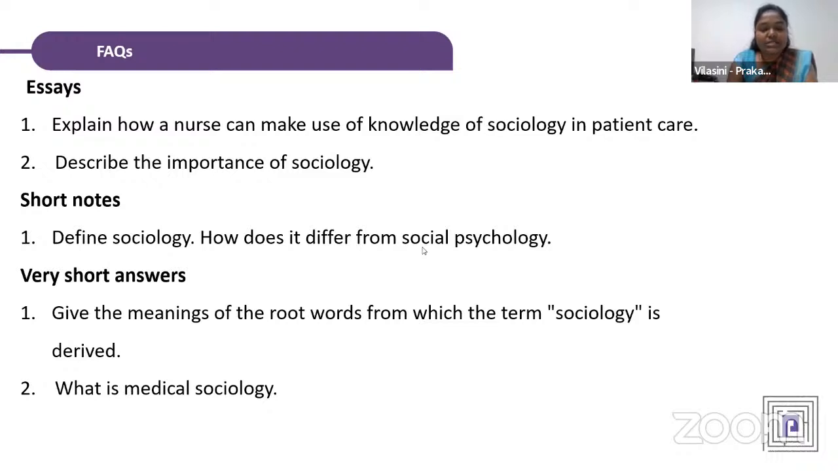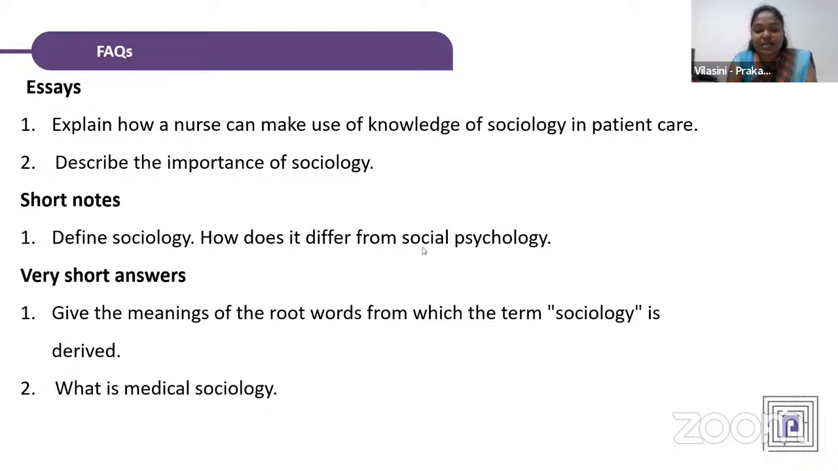Then coming to the short notes, they can ask you, define sociology. So here when defining sociology, we can take two definitions at least. As I told, sociology is defined as the scientific study of social phenomena. The other definition is that sociology is defined as the study of social relationships. So at least two definitions if you can mention, and you can write how sociology differs from psychology. So we all know psychology is about studying the mind.